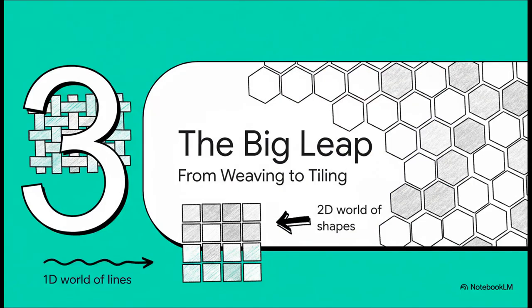Okay, so we've got a handle on how simple rules create patterns with woven strips. But how on earth does this connect to tiling a floor?